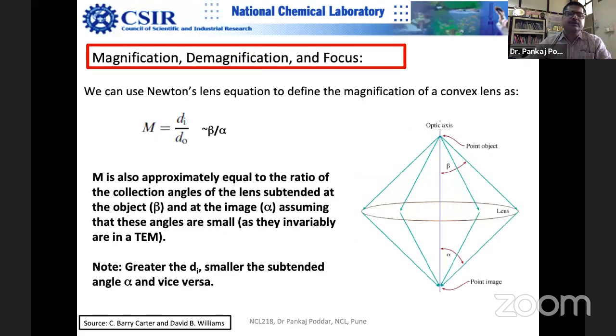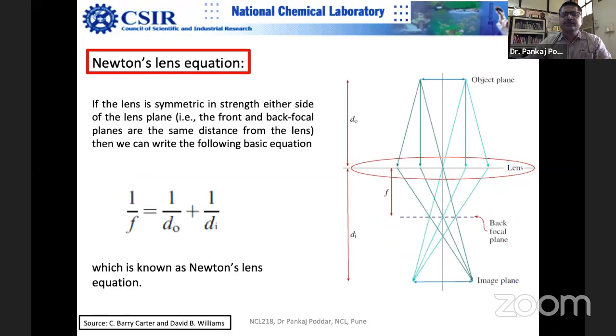We also discussed about magnification, demagnification, and its relation with the angle of collection of the beam, right? Alpha and beta. So we discussed about how when you enlarge alpha and reduce beta, you can increase the magnification. Decreasing the alpha will decrease the magnification here. Similarly, you can change the magnification by varying di and do. Do is basically towards the object plane, and di is towards the image plane. So that's what we knew.